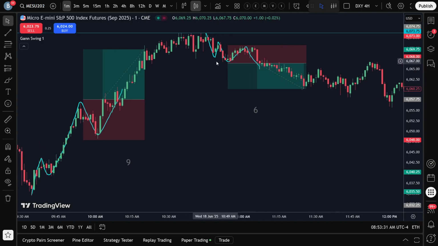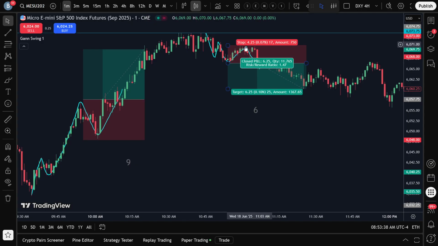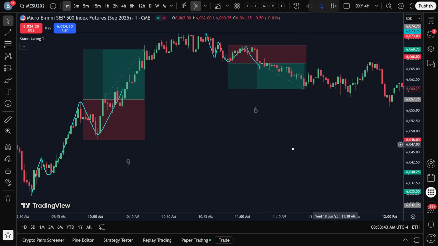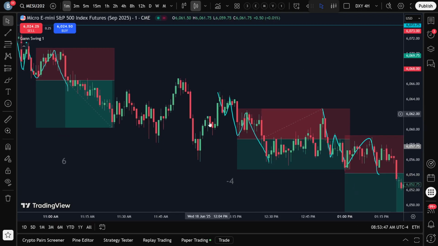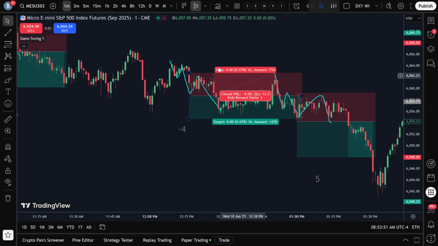Here's another one. First move down. First swing, first Gann swing. Second swing, this move is bigger. You put your stop here, 6 points. And here is a 3-wave correction. So I can restart the count here.